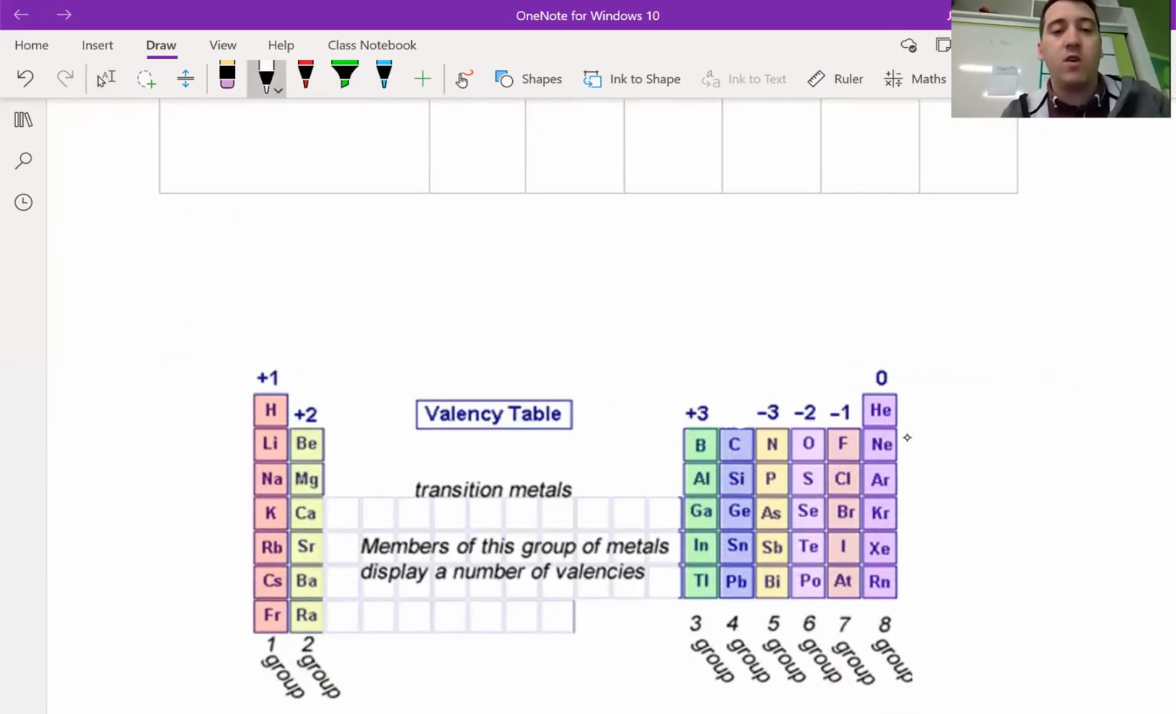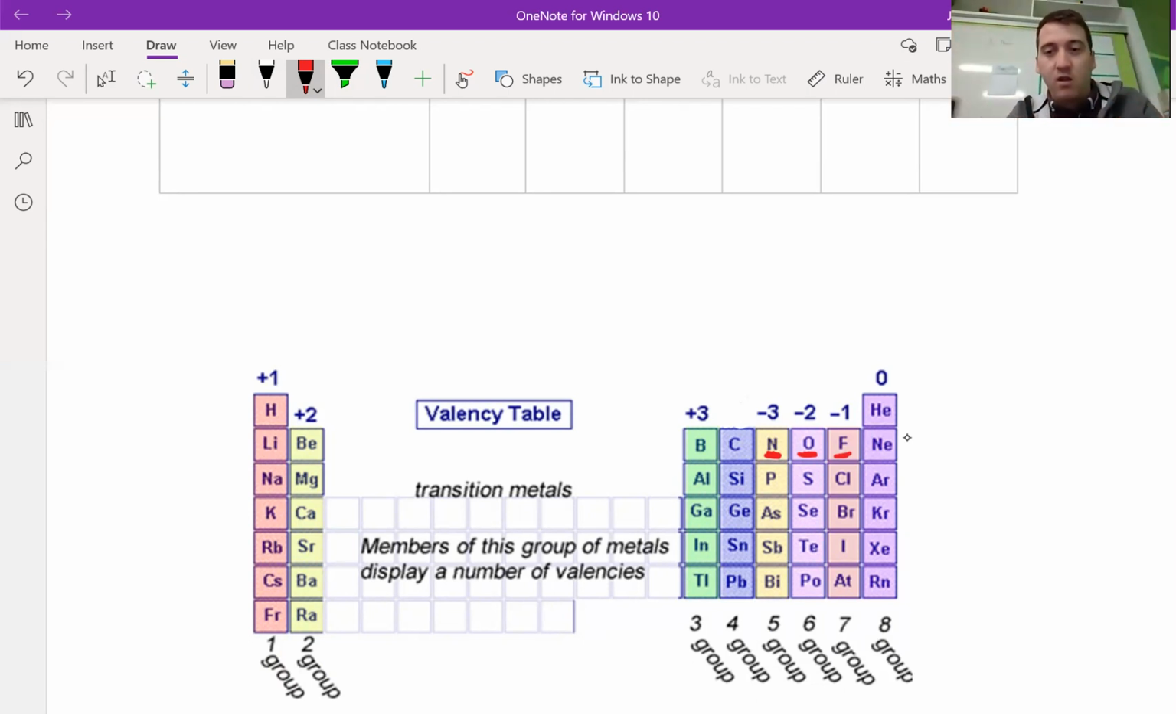Group 1 form +1 ions, group 2 form +2 ions, group 3 form +3 ions, group 5, which is nitrogen, they form -3 ions. Okay, so as you can see here, group 6, which is oxygen, form -2 ions, and group 7, fluorine, form -1 ions. So sometimes you will see a diagram like this, and it's sometimes a good way of thinking about it.